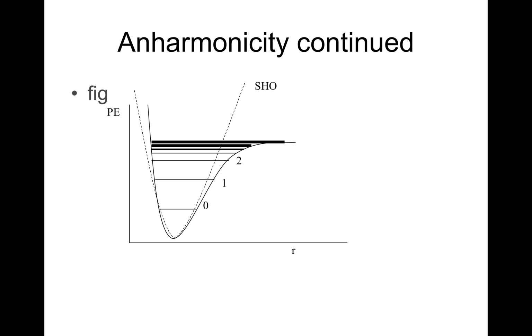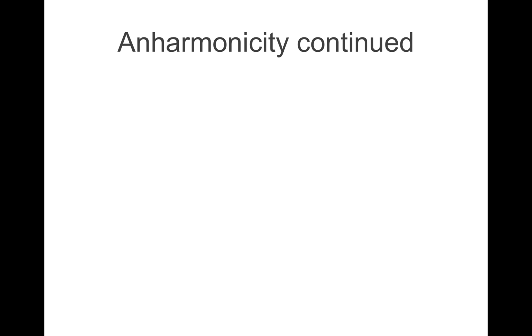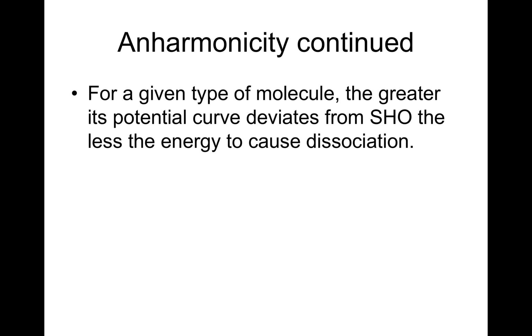As shown in this diagram, the dotted line shows the simple harmonic oscillator, whereas that curve shows the anharmonic oscillator. As can be seen, the separation between 0 and 1 is much bigger than 1 and 2, which is also bigger than 2 and 3, and 3 and 4, and so on and so forth. For a given type of molecule, the more its potential curve deviates from simple harmonic oscillator, the less the energy to cause dissociation.